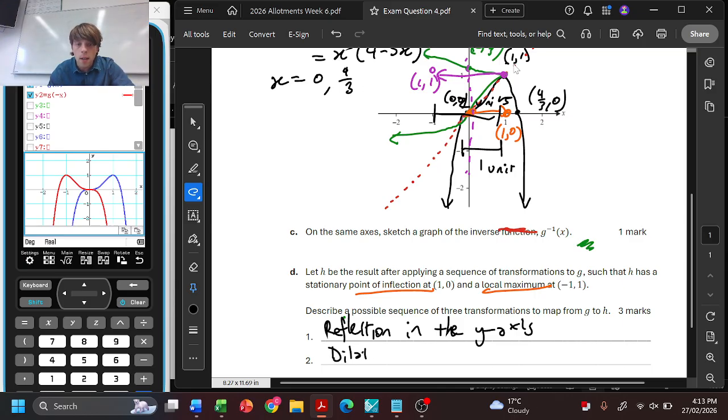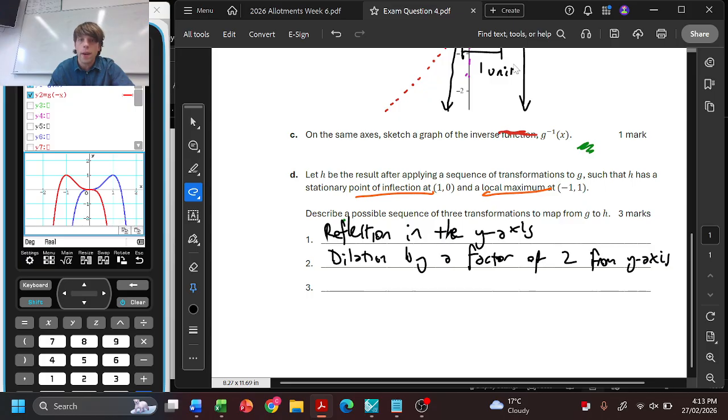Specifically, we need a dilation by a factor of 2 from the y-axis. So what would that look like? What that looks like is we're going to take the old y value, and we're going to say that the new y value is going to be equal to 2 times the old y value. Sorry, scratch that. Dilations from the y-axis. When we're doing dilations from the y-axis, we're affecting the x value.